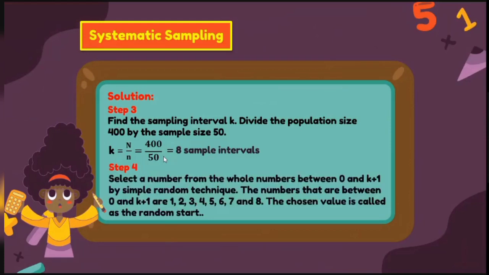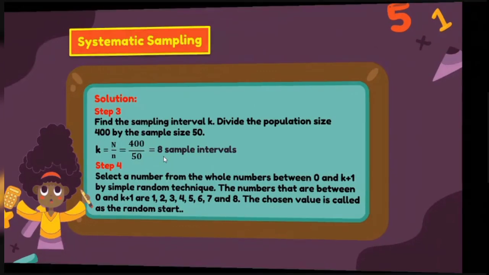Next one, for step 4, select a number from the whole numbers between 0 and k plus 1 by simple random technique. The numbers that are between 0 and k plus 1 are 1, 2, 3, 4, 5, 6, 7, and 8. The chosen value is called the random start. So pakita ko na lang tong part na to by an illustration.